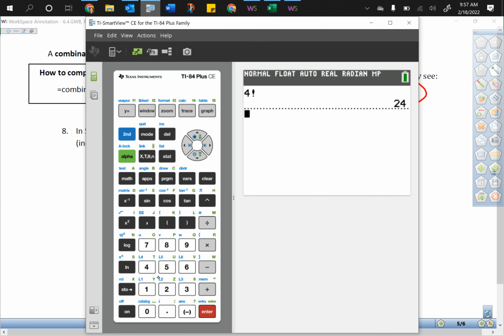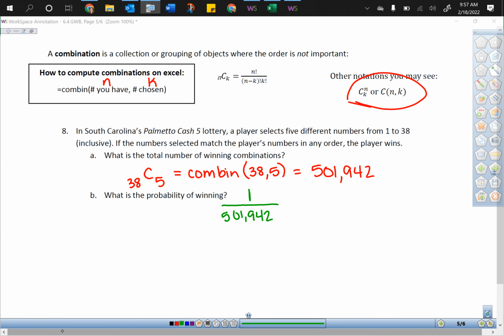But if I give that to you as a decimal, 1 out of 501,942. Ooh, 1.99 e to the negative 6th, which would be about 0.000002. What's your probability of winning the lottery? You have a higher chance of getting struck by lightning twice.